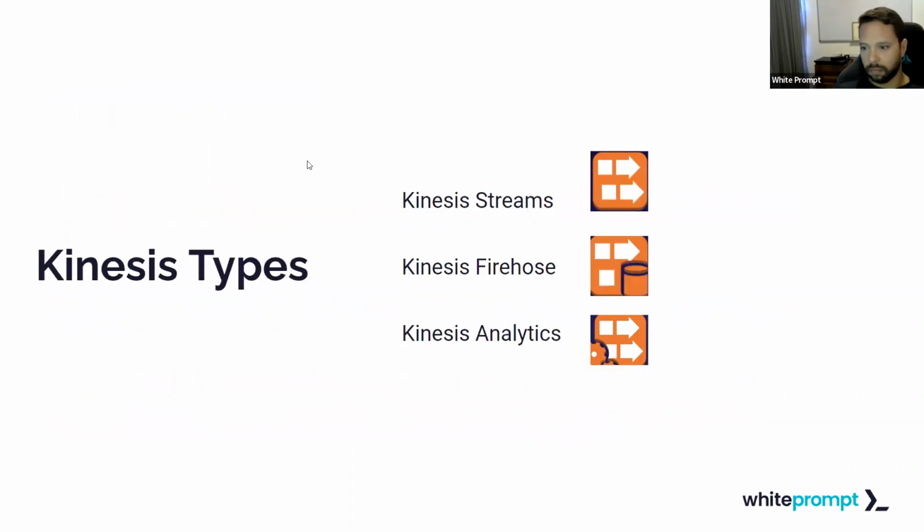AWS has Kinesis, but it has 3 different services that Kinesis entails. One of them is Kinesis Data Streams, the other one is Kinesis Firehose, and the other is Kinesis Analytics. And they all have different applications and use cases.